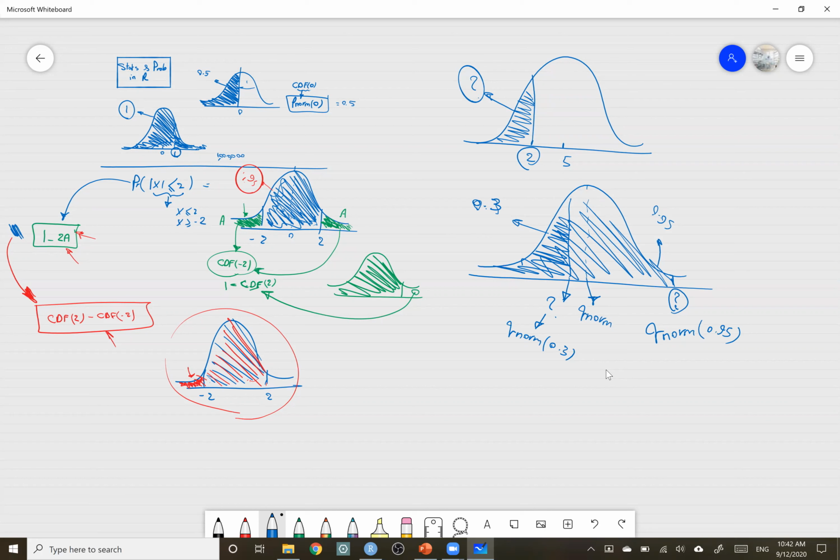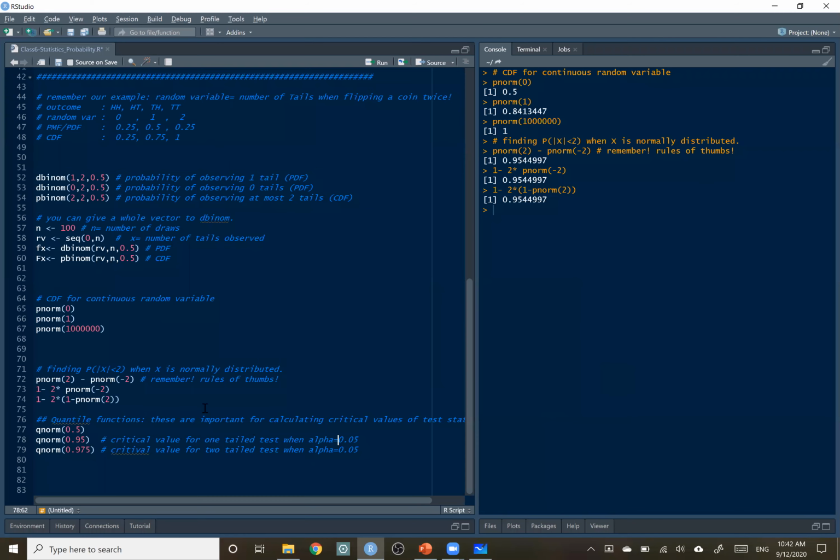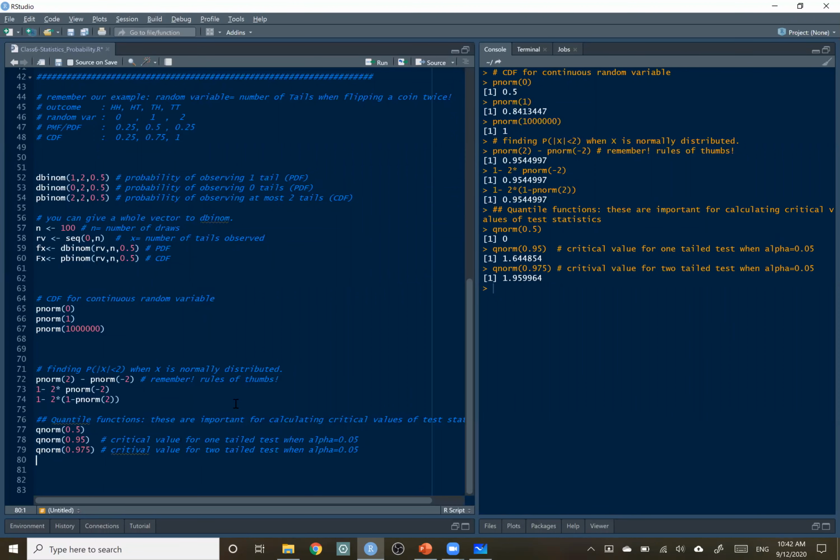Without running this line in R, what is the qnorm of 0.5? What is the z-score? Where are we? Right in the middle. What's the number there? It's 0, right? So you shouldn't be surprised if I run this line, I will get 0. qnorm of 0.95, definitely a number greater than 0. So it's 1.64. qnorm of 0.975 is 1.96.